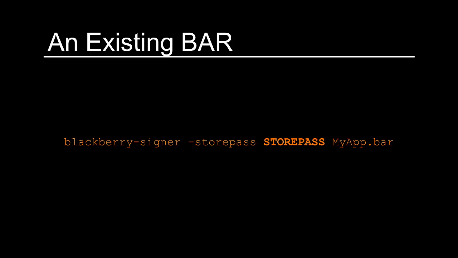It's important to note that if the bar file is built with the -d flag for debug mode, you will not be able to sign it. If you want to sign a bar file and enable debug mode, it must be done all at the same time through the bbwp command.